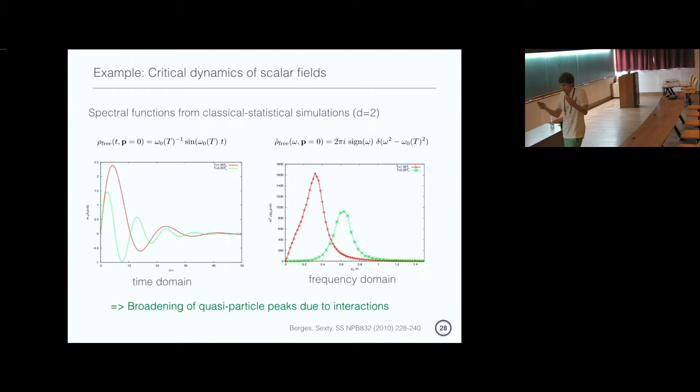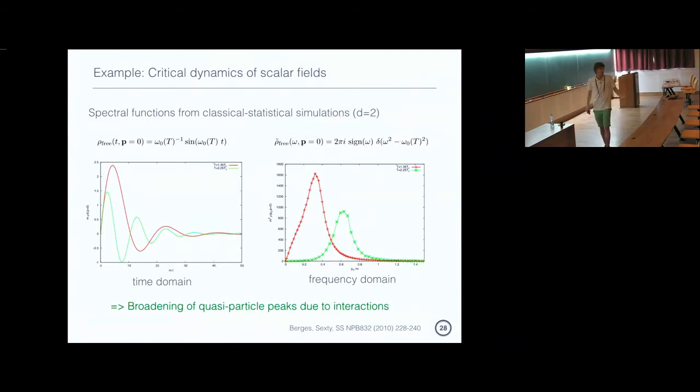Now here in principle, this is not universal physics, right? We're really doing a classical computation here, but it's nevertheless useful to get a feeling for what these things look like. The first thing you can do is calculate this in a free theory. In the time domain, basically what you would get is just sinusoidal oscillations of this spectral function, so it would look like an oscillating sine, with a characteristic frequency which is temperature dependent due to the temperature dependence of the effective masses.